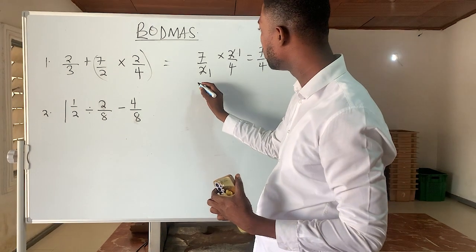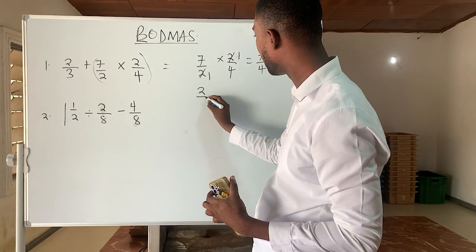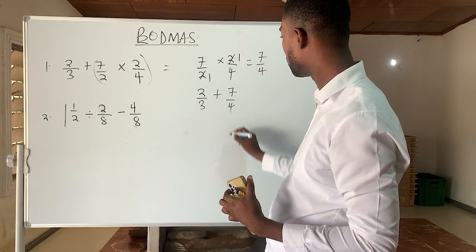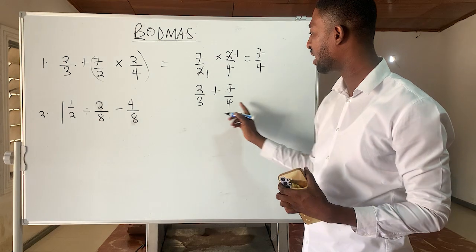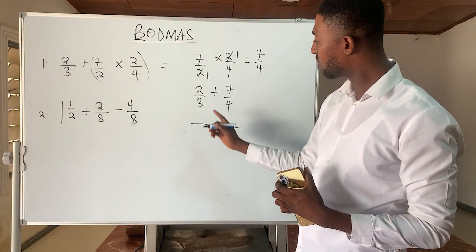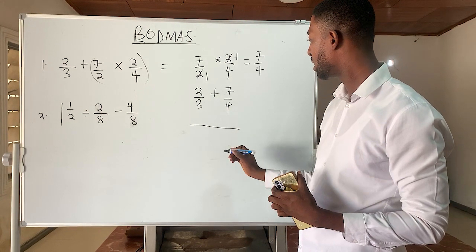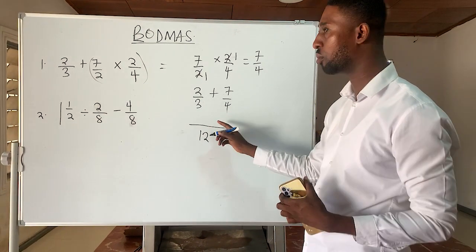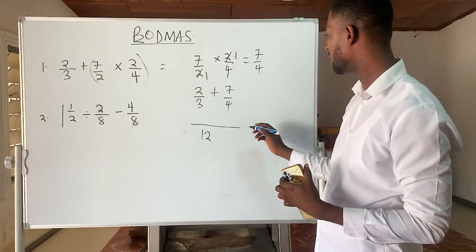Then finally, it will lead us to 2/3 plus 7/4. And whenever you want to add fractions, the only thing you can do is to find the LCM. And the LCM of 3 and 4 here, I believe, is 12, because to find an LCM, you need to find the multiples of the numbers.